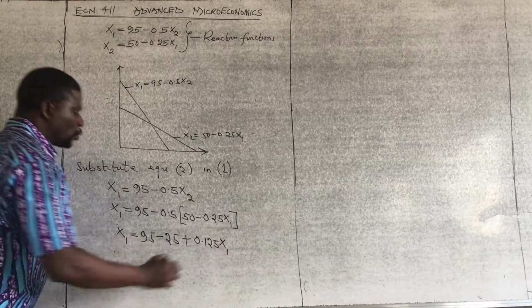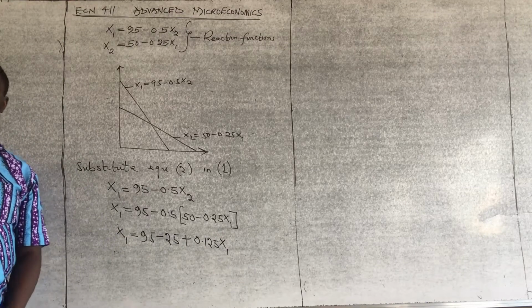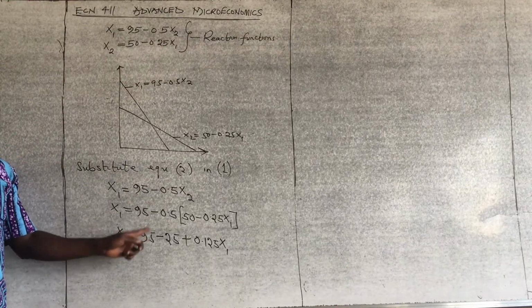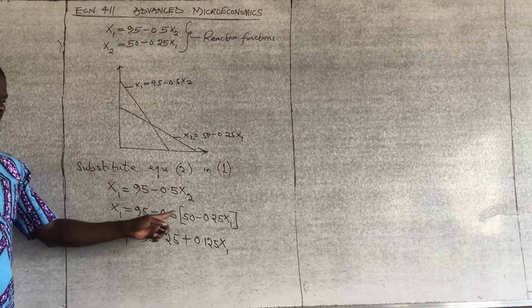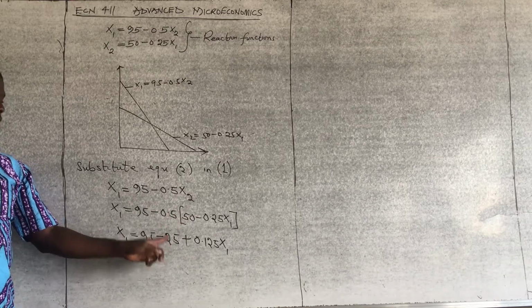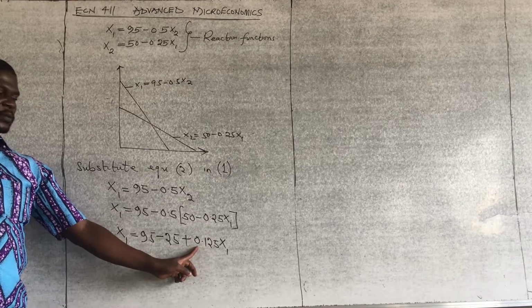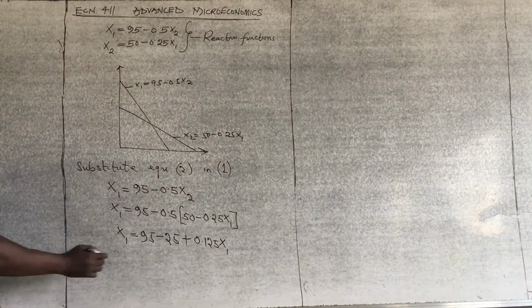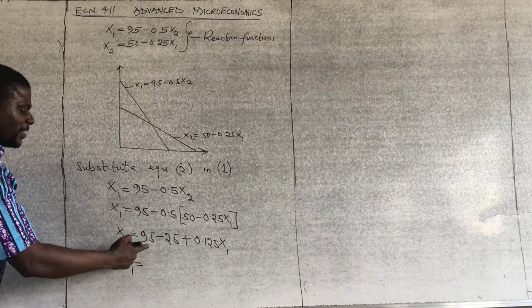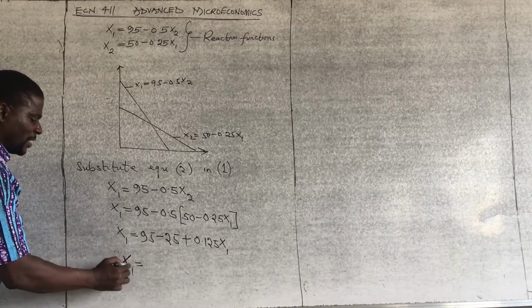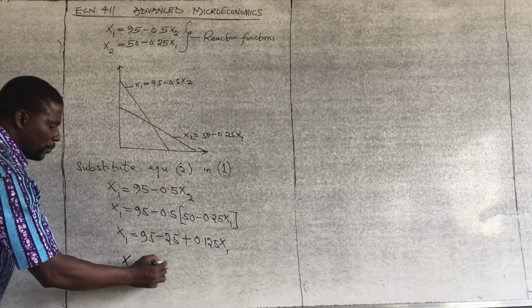0.125 x1. Who is lost here? 95 minus 0.5 times 50 gave us 25. The 0.5 times 0.25 gave us this. So our x1 will now be equal to 95 minus 25. Is that 70? 70. Plus what?